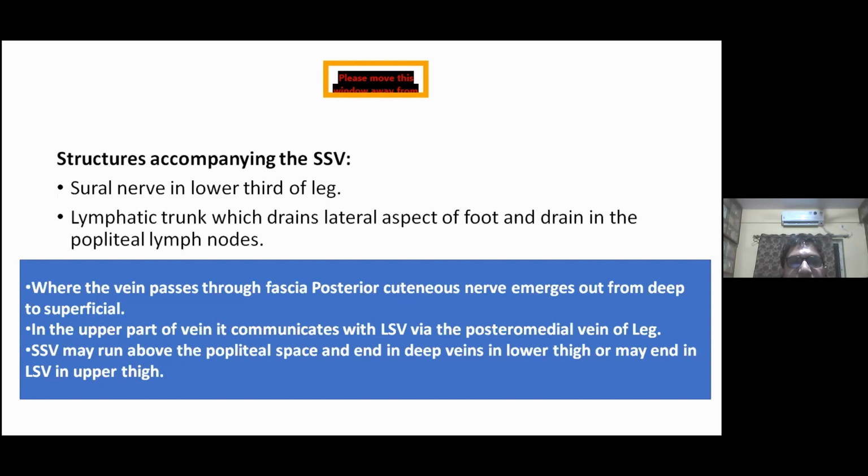Structures accompanying the short saphenous vein: sural nerve in lower third of leg, and a lymphatic trunk which drains the lateral aspect of the foot and drains into the popliteal lymph nodes. Where the vein passes through fascia, the posterior cutaneous nerve emerges from deep to superficial. In the upper part, it communicates with the long saphenous vein via the posterior medial vein of the leg. The short saphenous vein may run above the popliteal space and end in deep veins in the lower thigh, or may end in the long saphenous vein in the upper thigh.